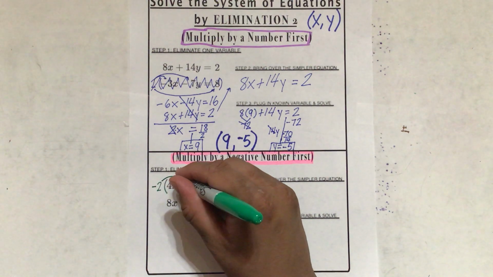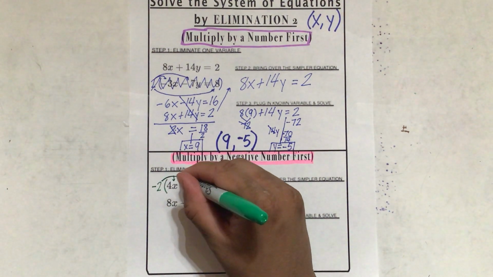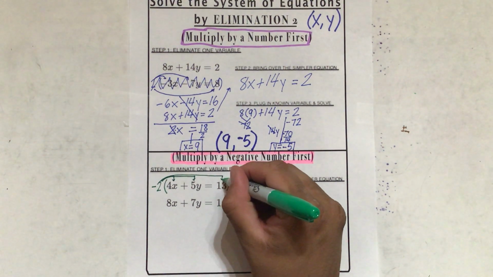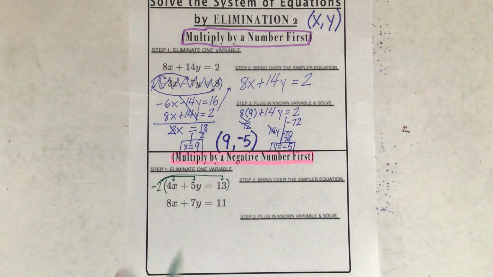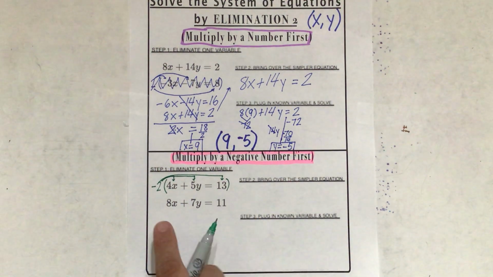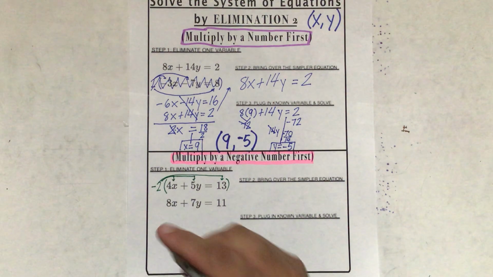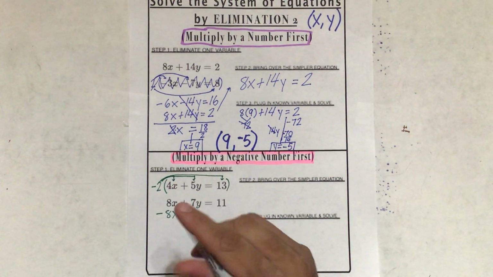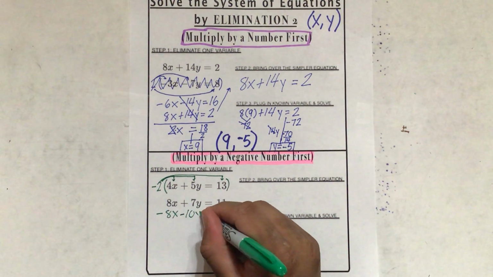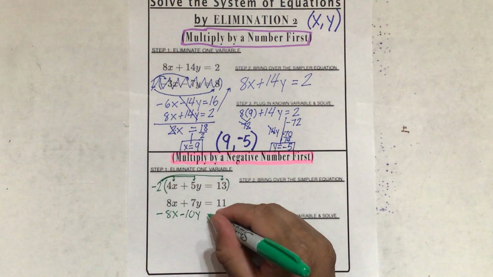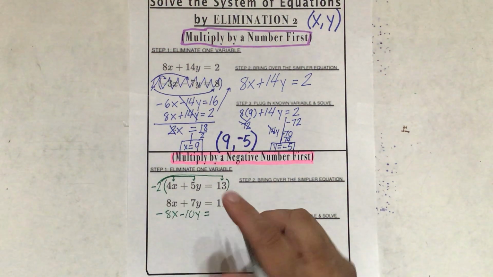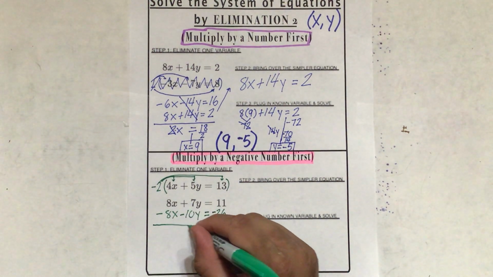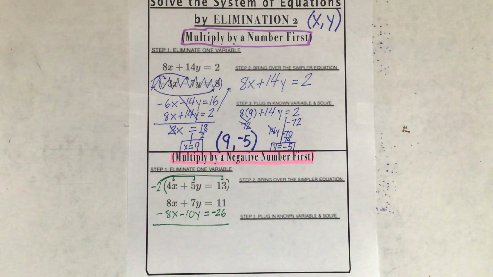So I'm going to distribute this negative 2 here, here, and here. So negative 2 times 4 is, and I'm going to put it right under here, so I don't have to rewrite this one. Negative 8x. Negative 2 times 5 is negative 10y. Can't forget my equal sign. Negative 2 times 13 is negative 26. I'm going to draw my line there.